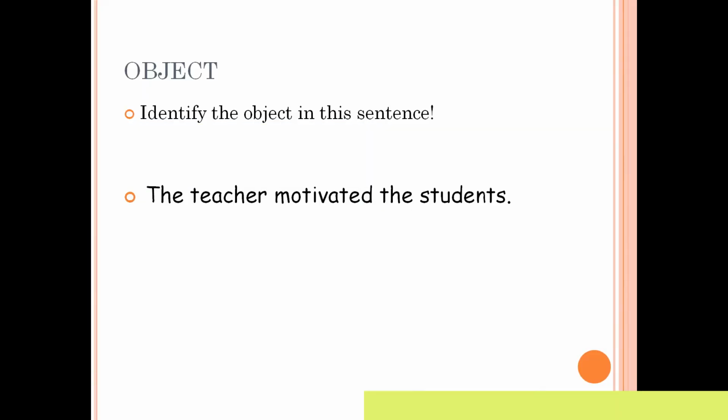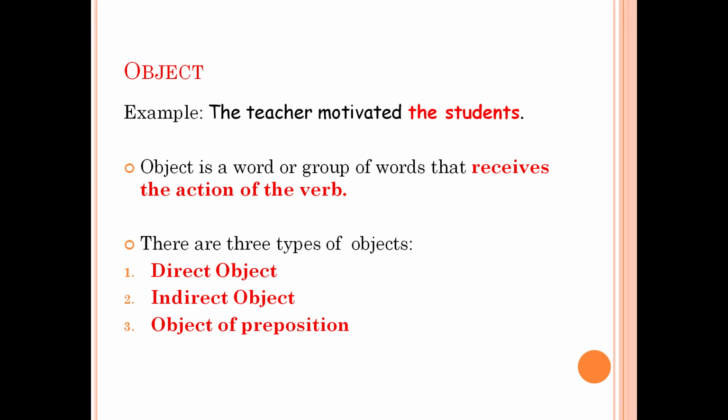The next element of a sentence is object. Here I give you a sentence. Now first read the sentence and then go for the definition of an object. Read this sentence. The teacher motivated the students. As we have already studied what is a subject and what is a verb, so I think you can identify in this sentence what is an object. Take your time. Well, here's the answer.